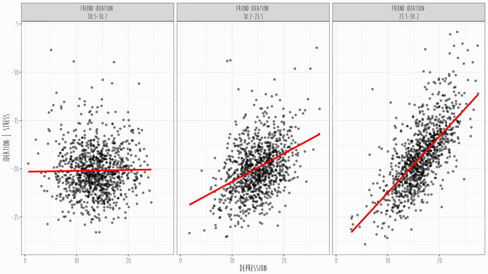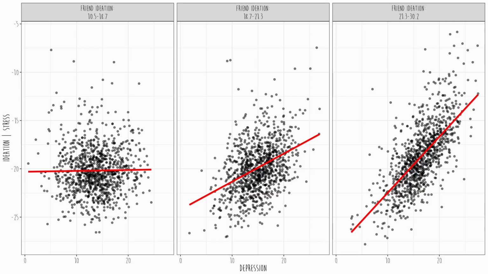What do? Maybe what we could do is use partial residual plots, but visualize a model where the y-axis has the residuals from just the stress variable. Like in this example. In this model, our residuals have just subtracted out the stress variable, but not depression and friend ideation, which allows us to now look at a multivariate plot, assessing the relationship between depression and friend ideation after controlling for stress. That's pretty cool. And so what we find in this model is the more friends you have who are suicidal, the stronger the relationship between your depression and your suicide ideations. But if none of your friends are suicidal, then there's no relationship whatsoever.